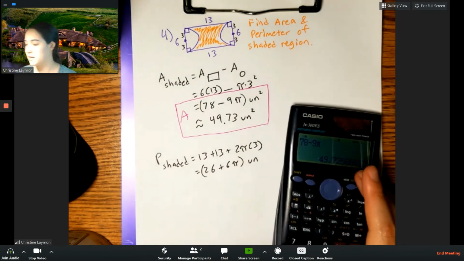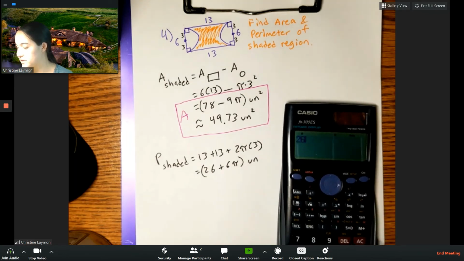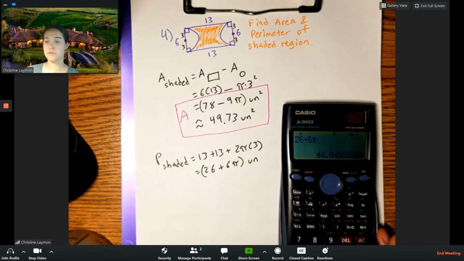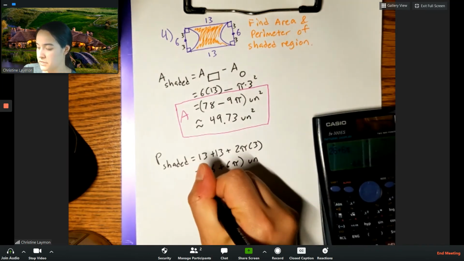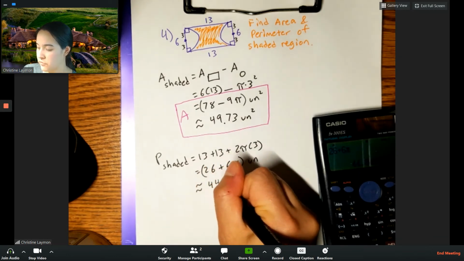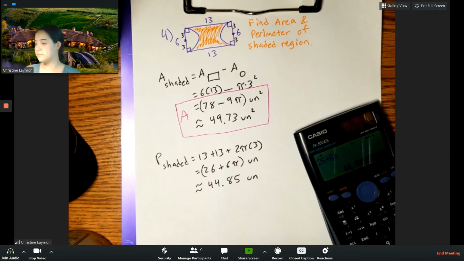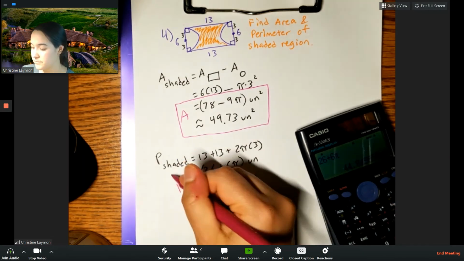And I can go ahead and give us an estimate. 26 plus 6 pi is roughly 44.85. So this is approximately 44.85 units. And this is referring to perimeter.